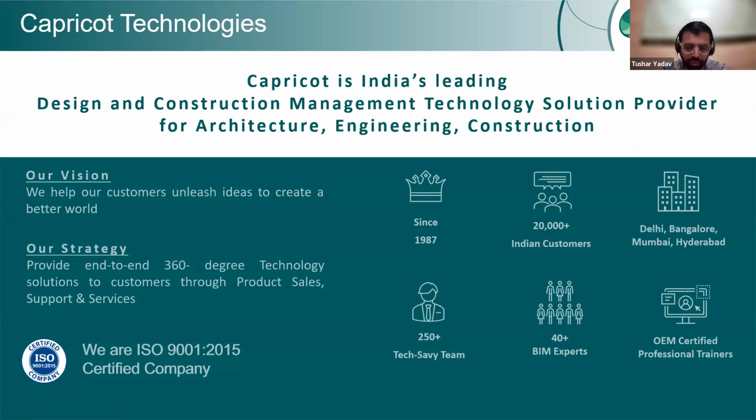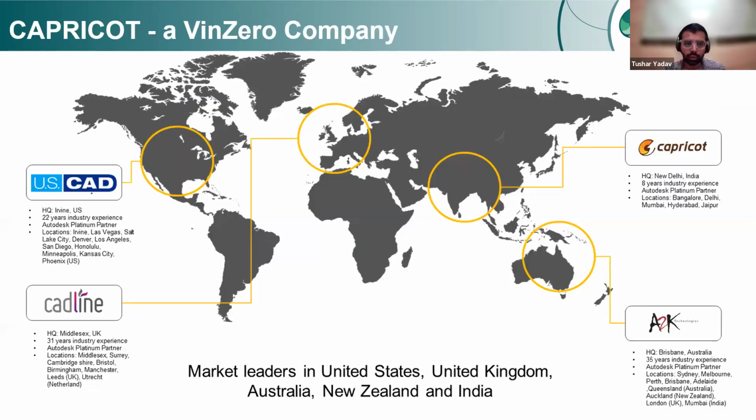So here's an introduction of Capricorn Technologies. Capricorn is India's leading design and construction management technology solution provider for the AEC industry, that is architecture, engineering, and construction. Capricorn has been there since 1987, and we have 20,000 plus Indian customers with offices in Delhi, Bangalore, Mumbai, and Hyderabad. We have 40 plus BIM experts and OEM certified professional trainers. Capricorn has collaborated with US CAD, CADline, and A2K from United States, UK, Australia, and New Zealand to form a WinZero company. WinZero helps its customers with technological and sustainability leadership through digitalization.